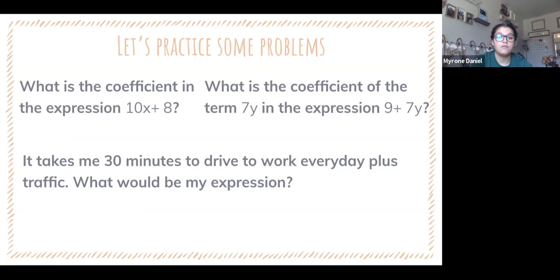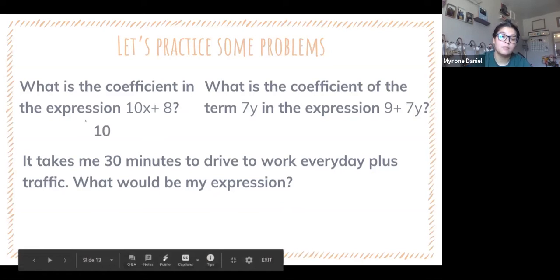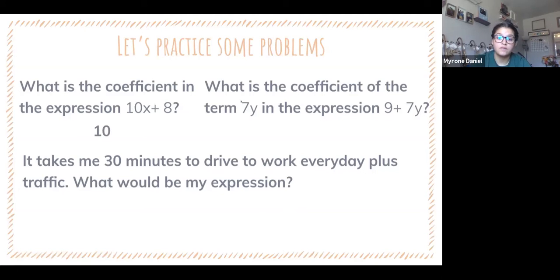Okay, so now that you've already done these problems, let's go over the answers. So what is a coefficient? The coefficient of this expression should be 10 because it is the number being multiplied by the variable, and that's 10. And then what is the coefficient of the term 7y in the expression 9 plus 7y? Well, you should have gotten 7 because 7 is the number multiplied by the variable, so that is the coefficient that we have here.